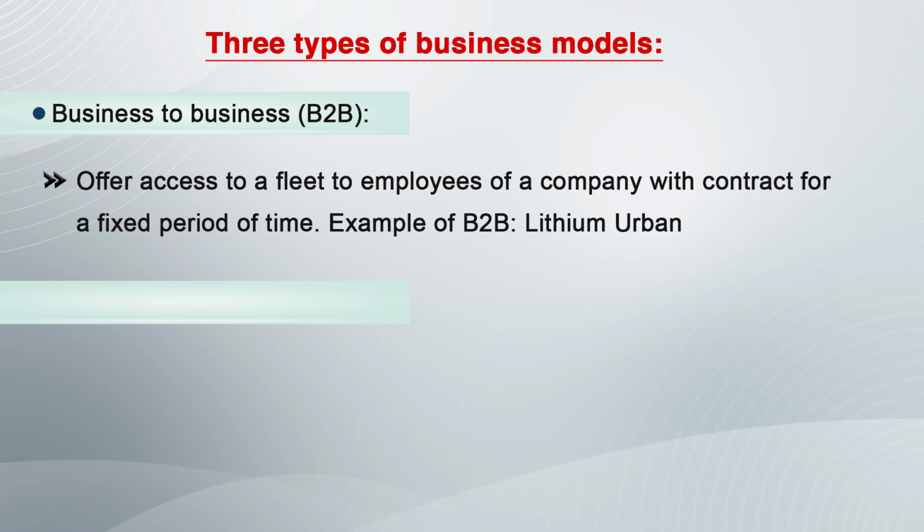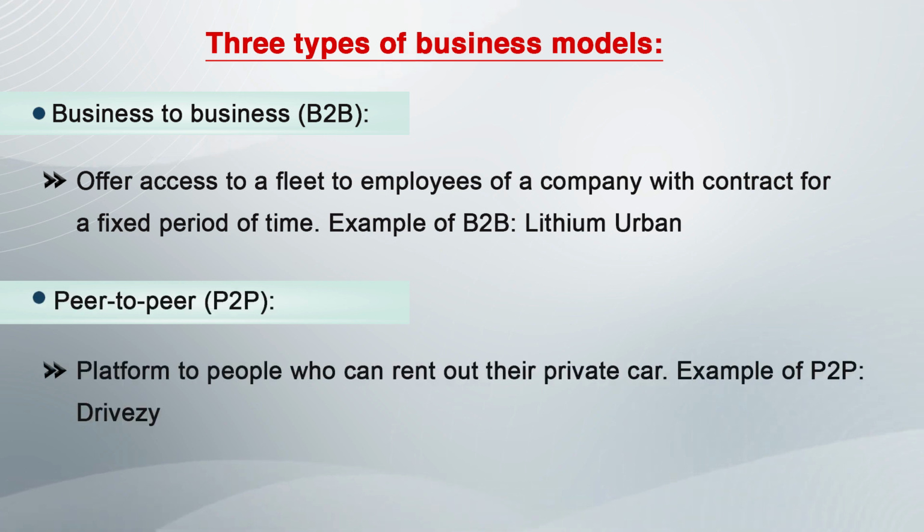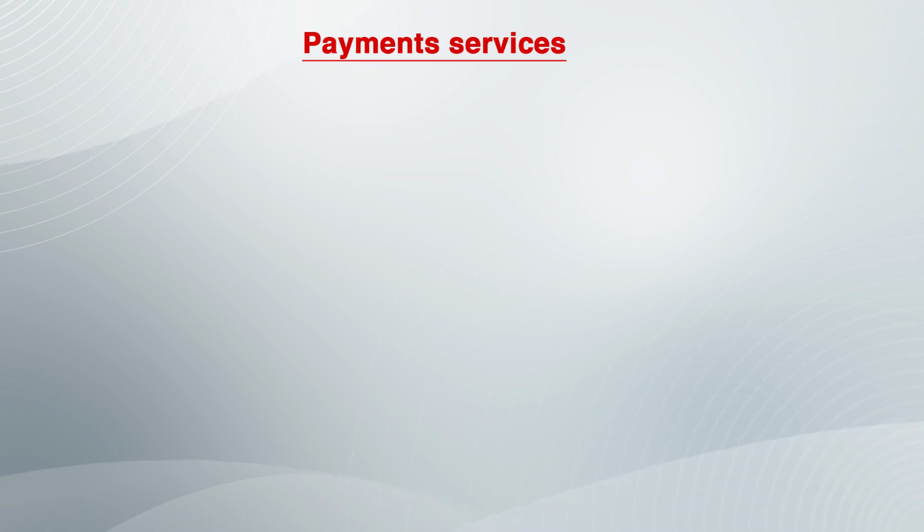Business to business. If you opt for this business model, you will offer access to a fleet to employees of a company with which you have entered into a contract for a fixed period of time. Example, Lithium Urban. Next one is peer to peer. Here you provide a platform to people who can rent out their private car when they are not using it, and thus lead to an additional revenue stream for vehicle owners. The example is DriveZ.